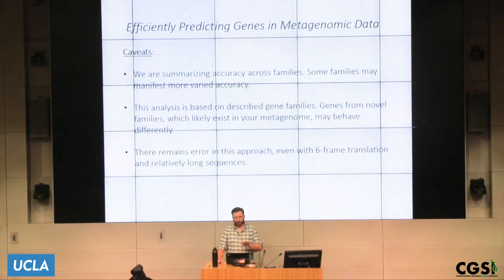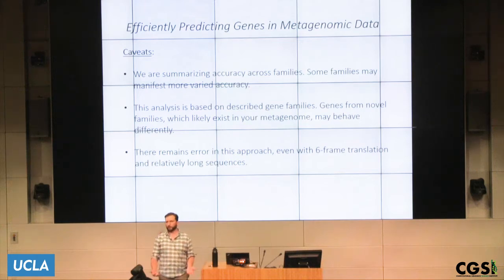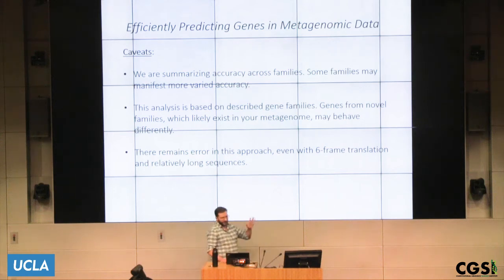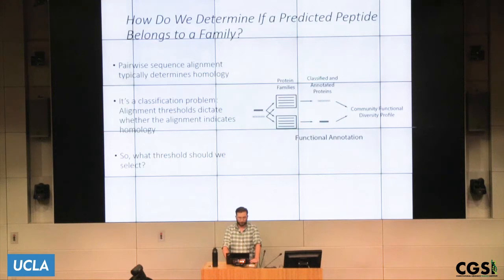This analysis was based on described gene families, and genes from novel families, which are almost certainly going to exist in your metagenome, may behave differently. Maybe some of the reasons that we have a hard time annotating those genes is because they look different. They might use alternative start codons, for example, even though these gene prediction tools tend to implement the known alternative start codons. And then I also think it's important to note that there remains error in this approach even when six-frame translation and relatively long sequences are implemented, right? So it's hard to get a bulletproof, precise estimate of relative abundance error using this approach, but it gets you in the ballpark of being something that's relatively accurate.